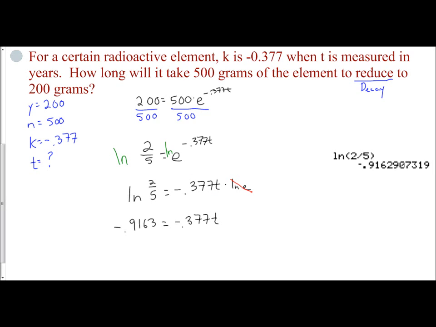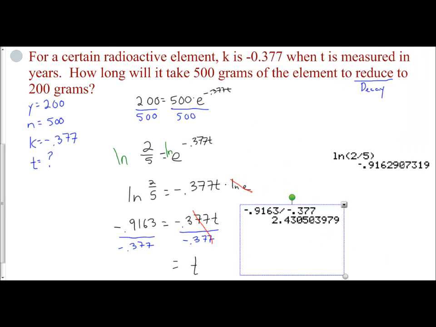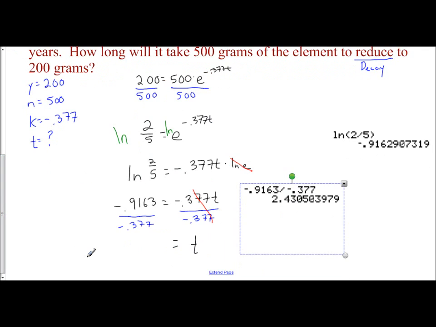So to get t by itself, I would divide both sides by my coefficient of negative 0.377. And then I will get my value for t. And so in my calculator, I have negative 0.9163 divided by negative 0.377. And that should get 2.43, and that is my time, which means my time is equivalent to 2.43 years.